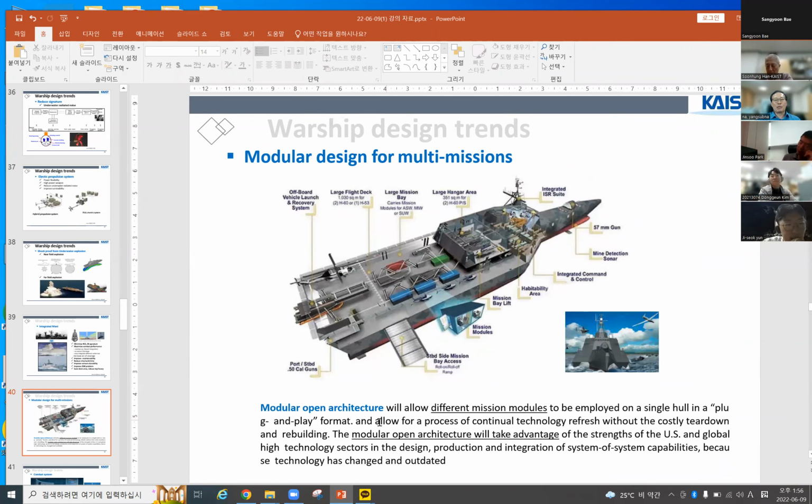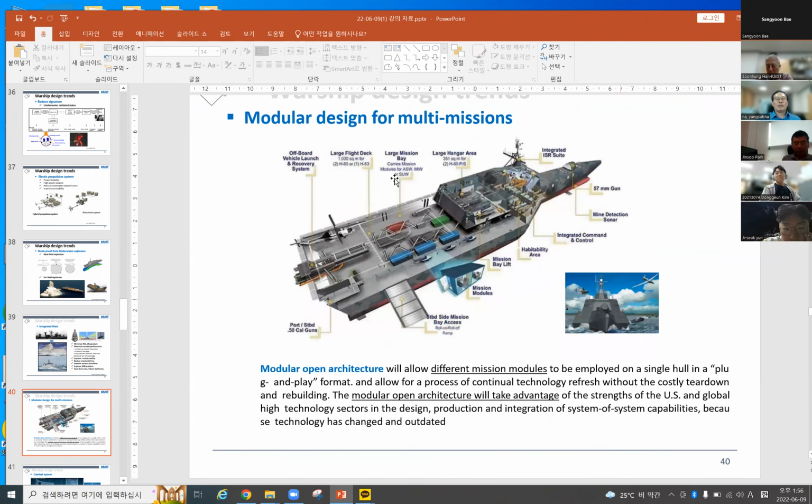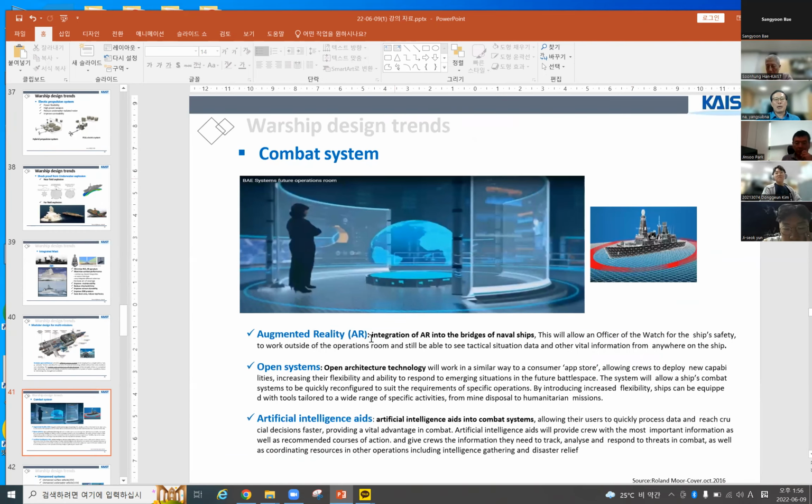So modular open architecture, different mission models, and modular open architecture to take advantage of the several missions. So according to the mission, they can carry some modules, for mine missions, mine modules they carry, the amphibious modules, amphibious module carries like that. And the combat system has augmented AR reality and the open systems and the artificial intelligence aids like that.